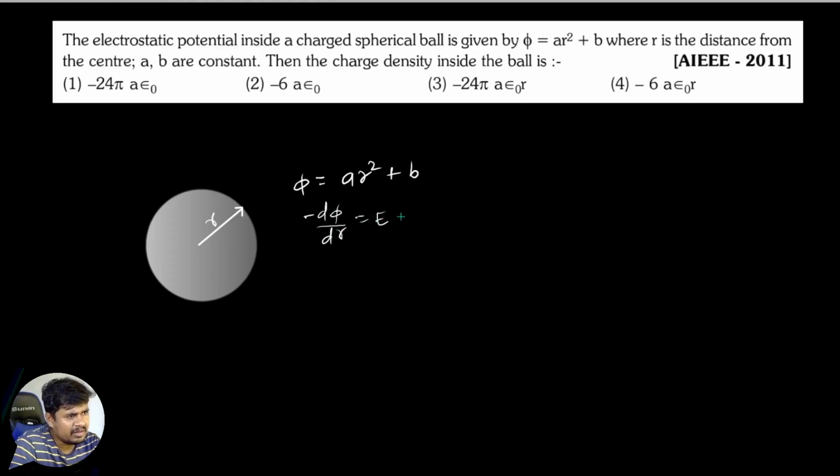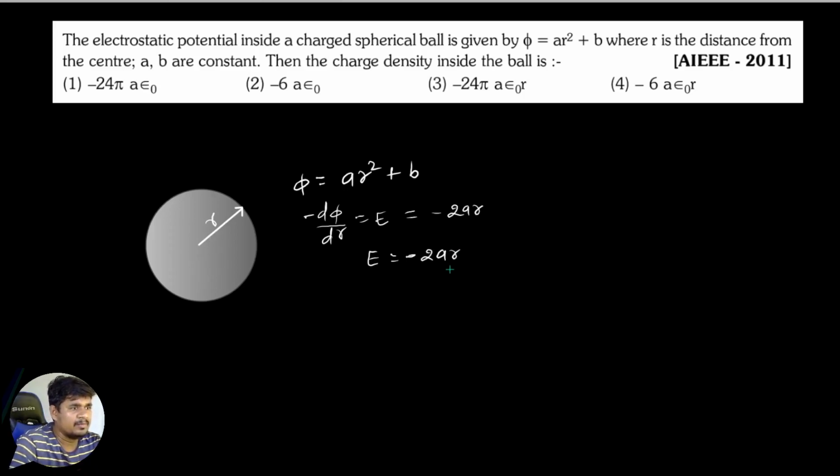and if I differentiate it, then I'm getting here E equals how much? E equals minus of 2ar. So we got electric field equals minus of 2ar, and we know that electric field inside this solid sphere is rho r by 3 epsilon naught. Yes, so that is directly proportional to r, and here also you will find that it is directly proportional to r. So I can say that here charge density inside it is uniform.